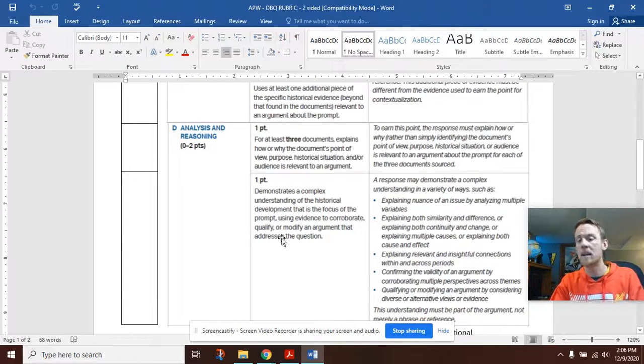And then the last point, I'll tell you right now, I usually tell students not to aim for this one. It's like what I call the unicorn point. It is so difficult to get, and they don't even necessarily always know how students will get this point. I think it's actually kind of a dumb point to have. As a reader, this one very rarely gets assigned. But basically what you're doing here is it shows a complex understanding of the historical developments.